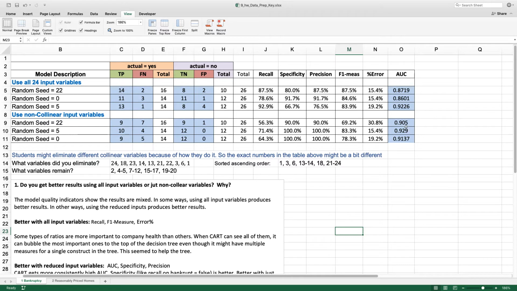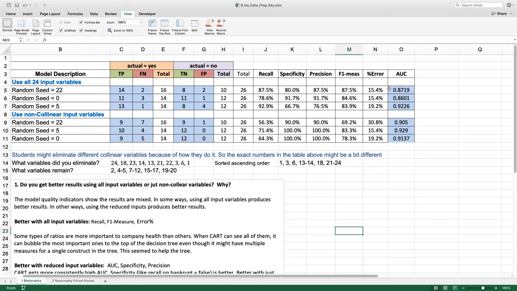These are consistently higher than these. And so it's kind of a mixed bag. So in general, I think what's happening is some of these ratios are more important for predicting non-bankruptcy than others. Let me state that another way. There are some categories of ratios that are more important than other categories.